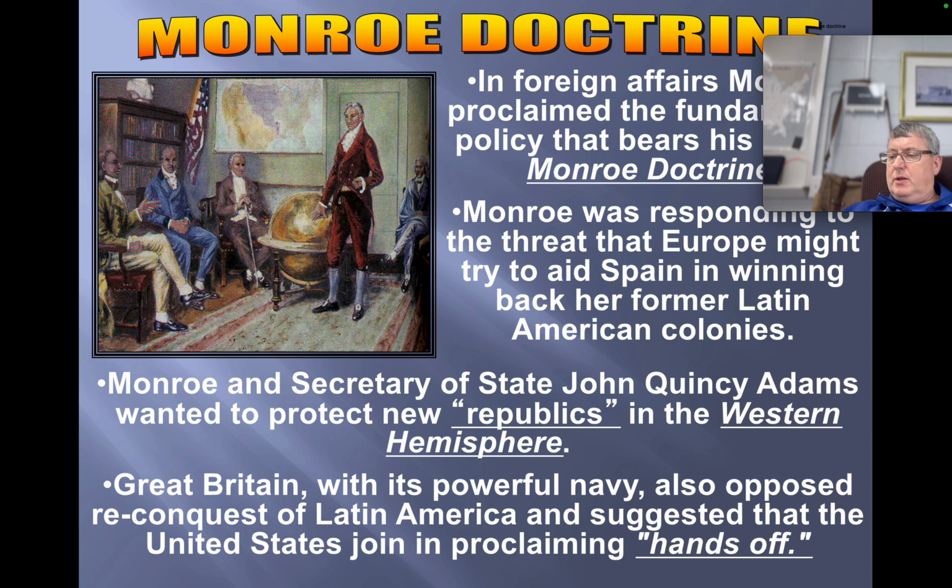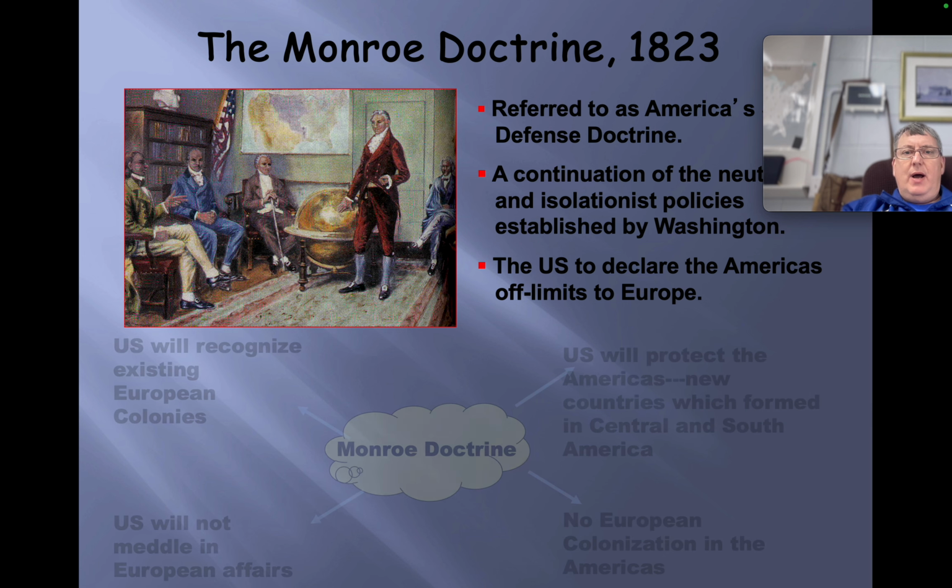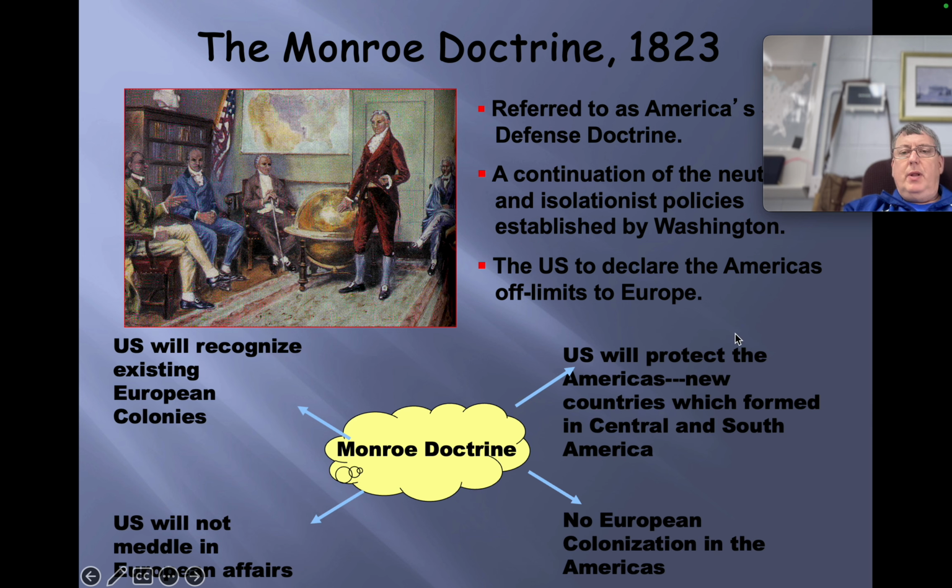So the U.S. will protect America's new countries that have been created in South and Central America, and no new European colonization in the New World. So basically, European countries, you stay in Europe, don't try to mess with European affairs. That's our domain. Don't mess with these new independent countries that have broken away from Spain, and we will likewise stay out of European affairs. That is kind of summarized with this graphic here, which kind of breaks it down into some subpoints, but I've essentially told you what the Monroe Doctrine did.